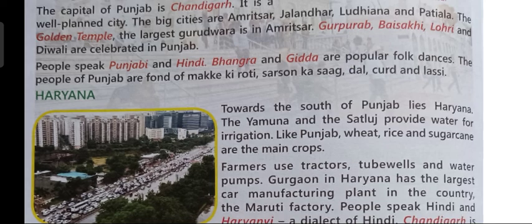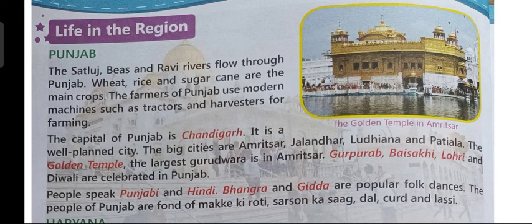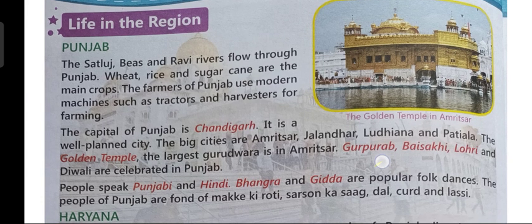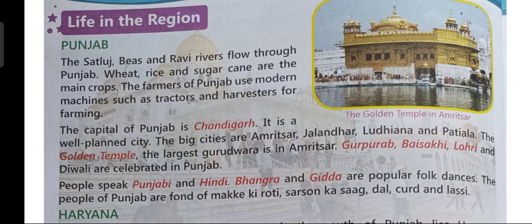Now we will start a new topic, children, which is life in the region. So today we will only read about the state of Punjab. The Satlaj, Beas and Ravi rivers flow through Punjab. Wheat, rice, sugarcane are the main crops. The farmers of Punjab use modern machines such as tractors and harvesters for farming.